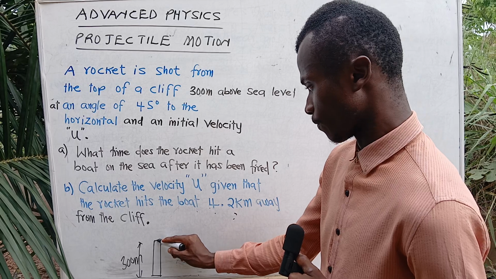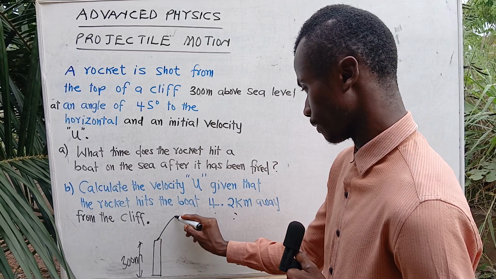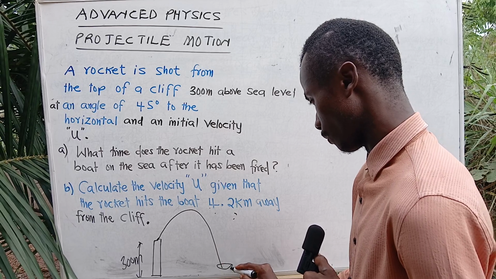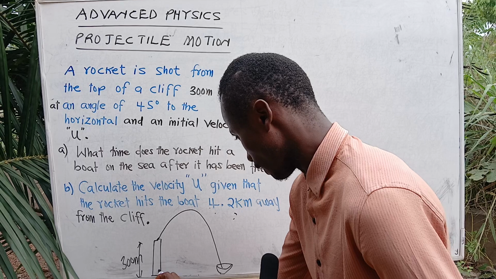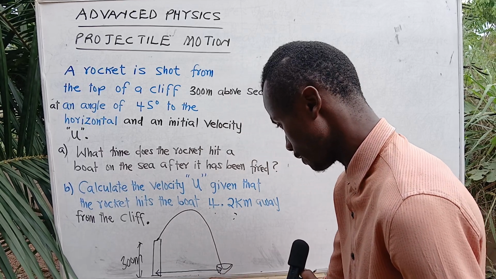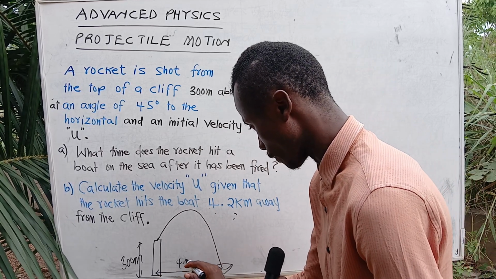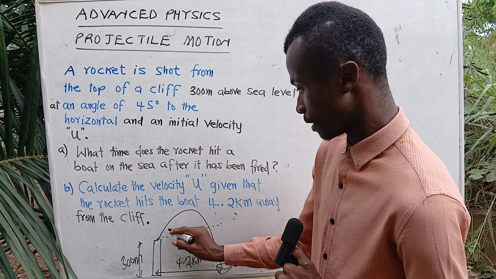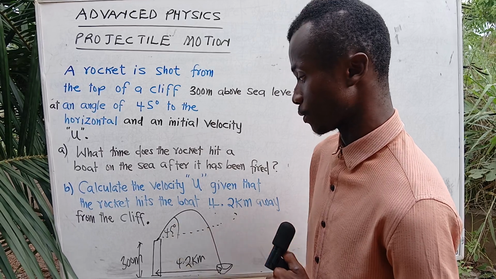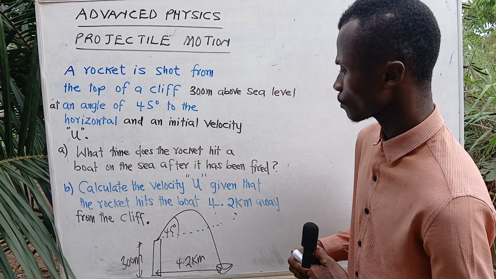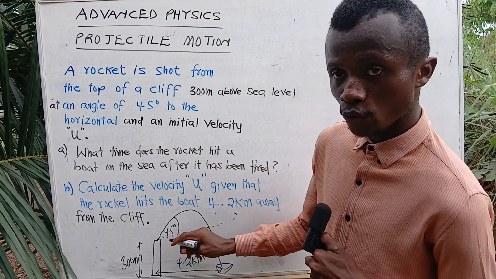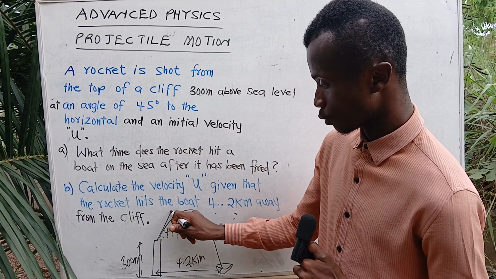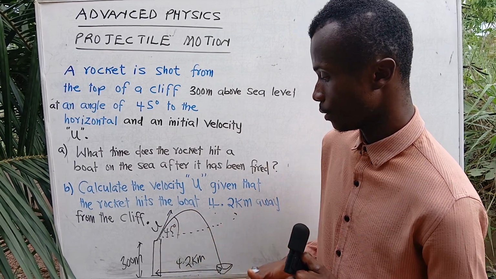A projectile is shot from the top of the cliff and it hits a boat at sea level. Sort of a boat here. The distance between the cliff and the boat on the sea level is 4.2 kilometers. The rocket is launched at an angle of 45 degrees to the horizontal, or pi on 4 radians. These are the givens. We are also told, though not given, the actual value that it was shot. The rocket was shot at an initial velocity u, like that.